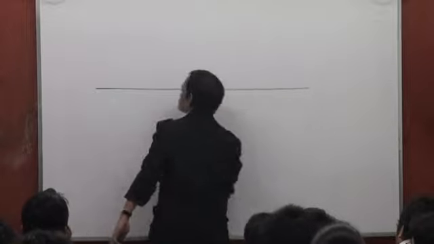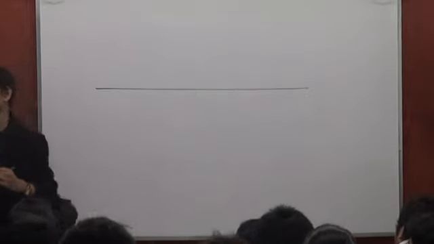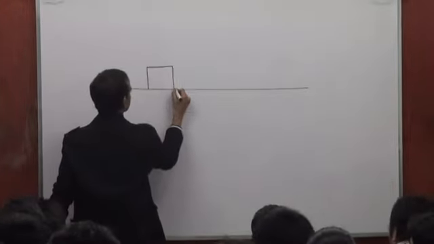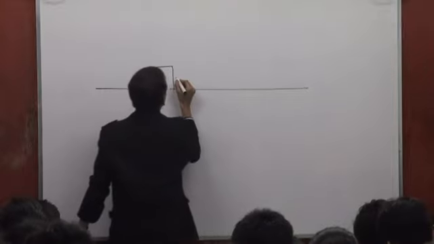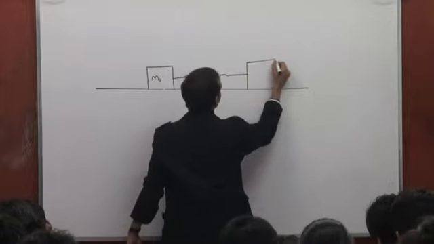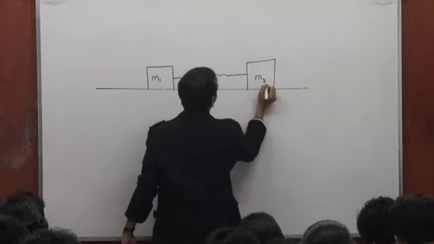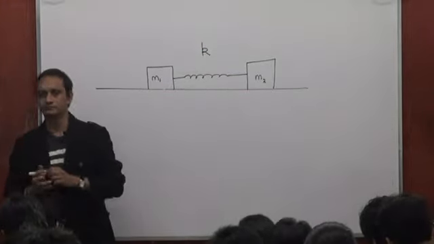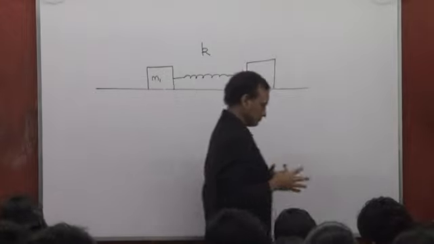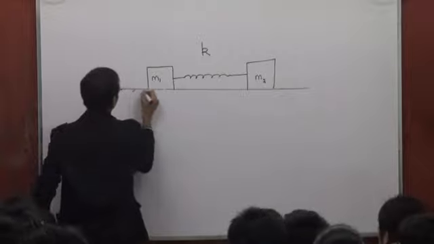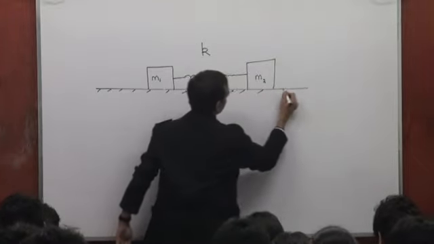Now, the simplest version of a two-block oscillator. Mass m1 connected to mass m2 by means of a spring of force constant k. And the whole system resting on a smooth, horizontal surface.